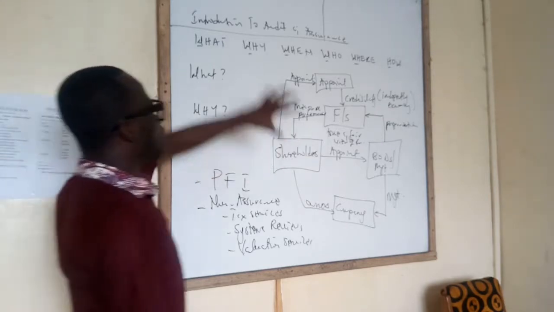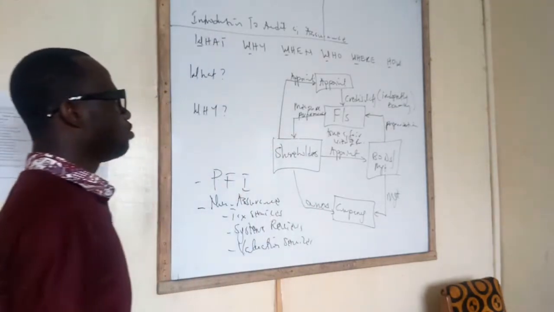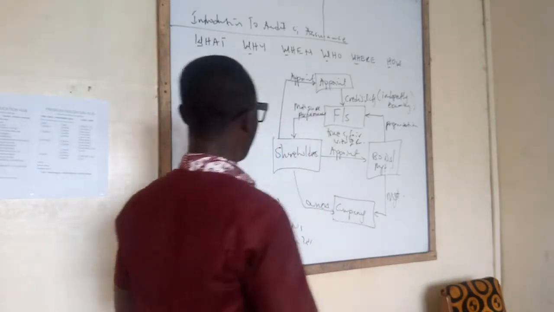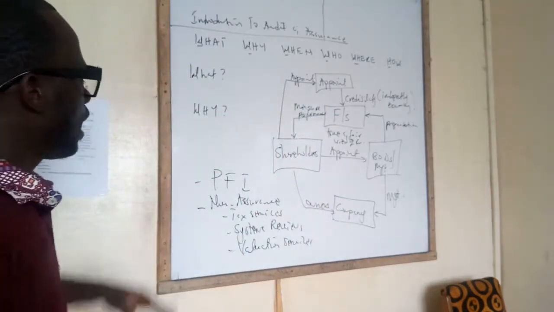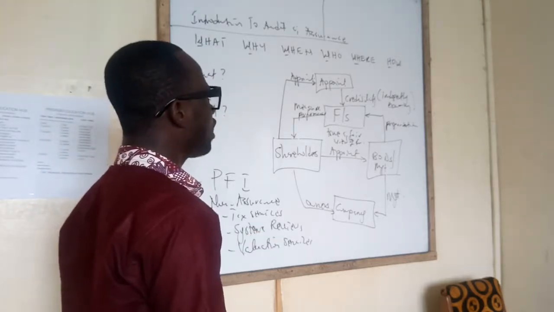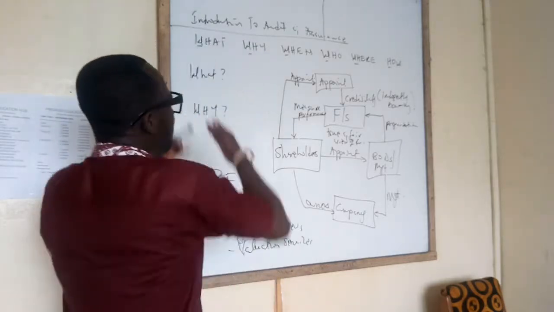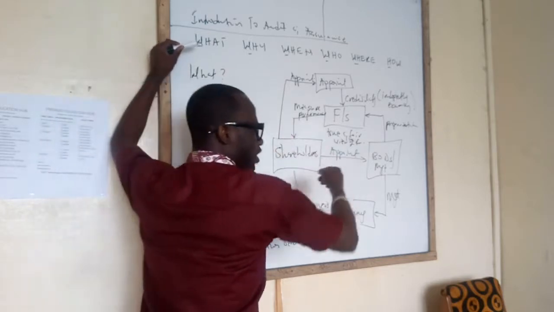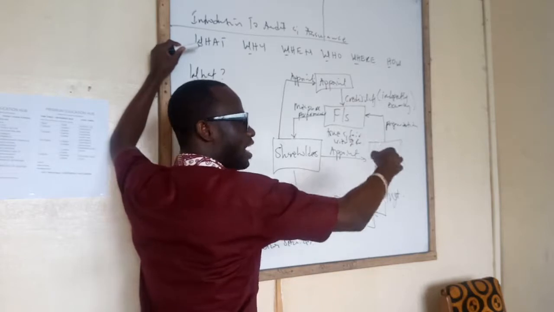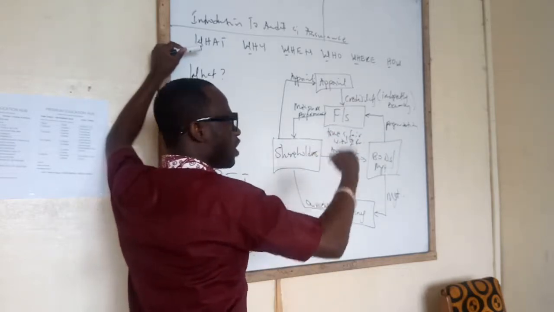Right. So coming back to our 5W and 1H, let's now focus on the key issues. So what is auditing? In simple language, we define auditing as the independent examination of financial statements.